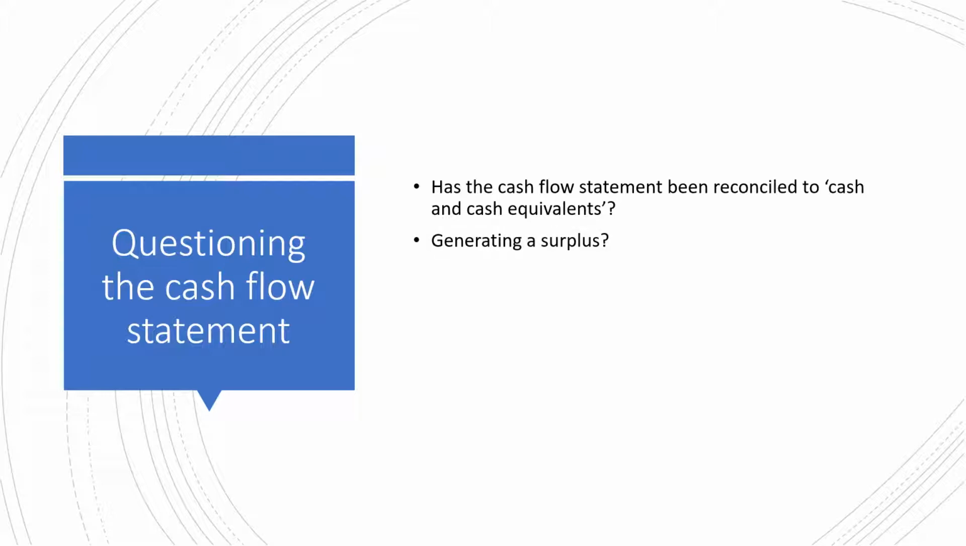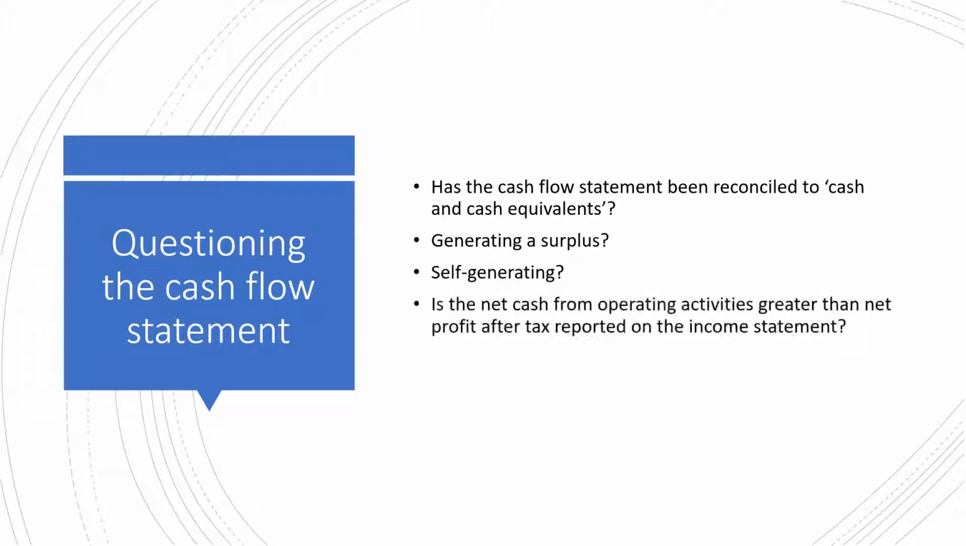Is the net cash from operating activities generating a surplus? Is the organisation self-generating? Is the cash from operating activities greater than the net profit after tax reported on the income statement? If net operating cash flow is negative, how has the business sourced cash? That is, has it sold assets or increased borrowings?